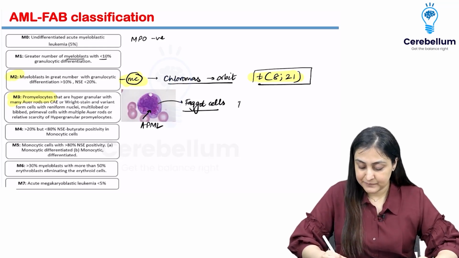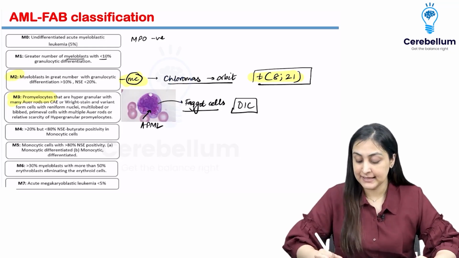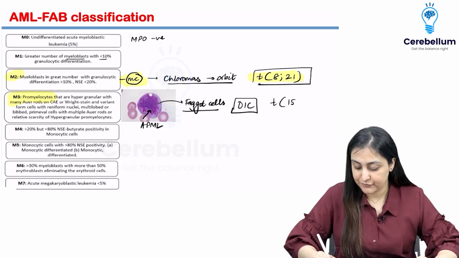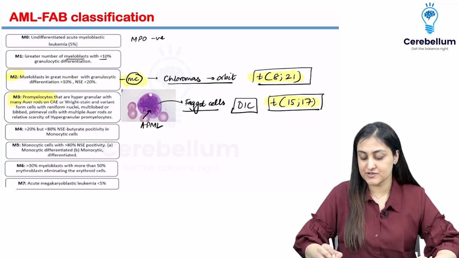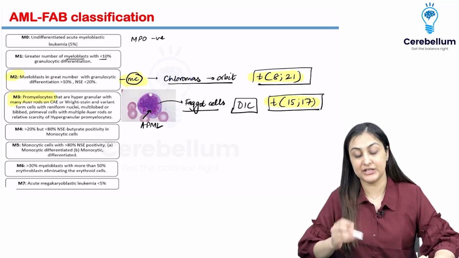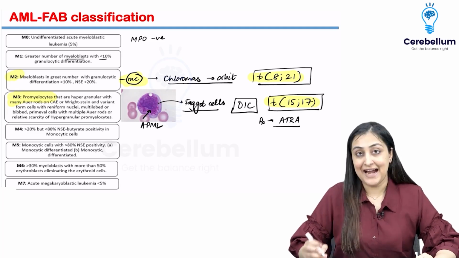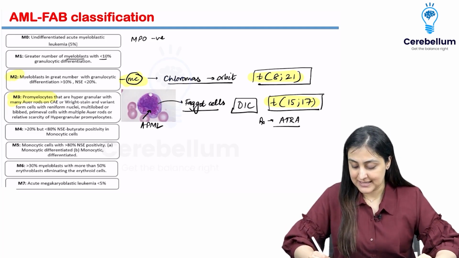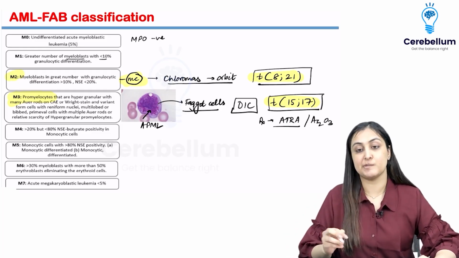Very important, M3 has 3 letters. This type can predispose to DIC. Mutation, 3 is a multiple of 15. So you remember t(15;17). These translocations are very important. So t(15;17) is M3. What is the treatment? It responds to ATRA, which is all-trans retinoic acid. Apart from that, arsenic trioxide can also be used. So this is about ATRA.